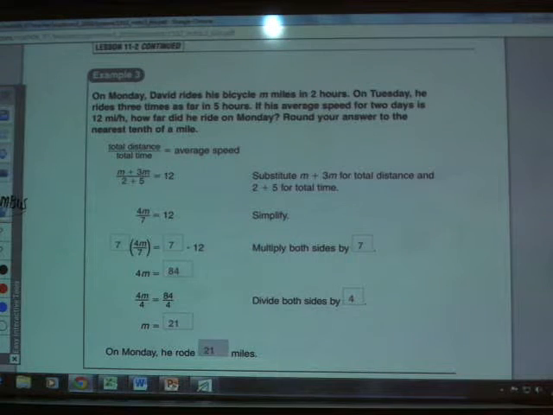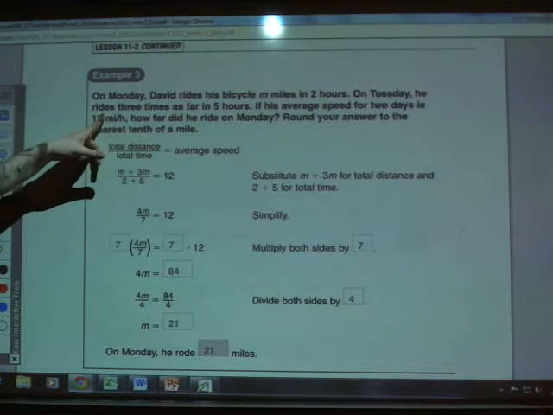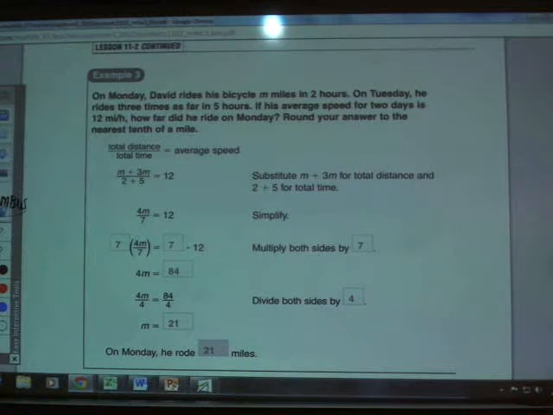As far as the time, it says he rode 2 hours on Monday and 5 hours on Tuesday. So that's where the 5 plus 2 came from. And it equals my speed, which is 12 miles an hour, or 12. Well, we can simplify that. As you can see, that gives me 4m over 7 equals 12.